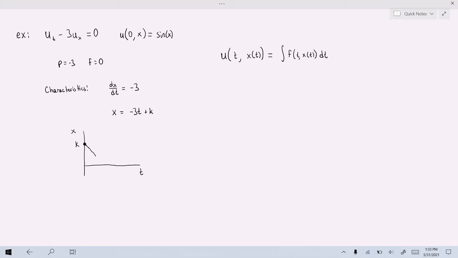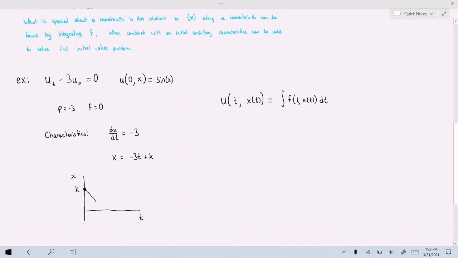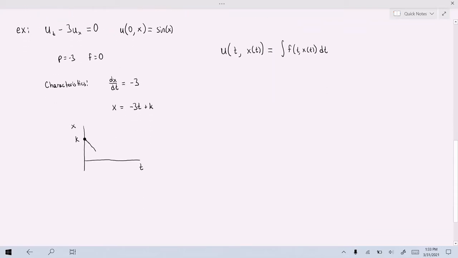Now, on the subject of what we talked about earlier, we can find the solution u to our PDE when it's evaluated along a characteristic by simply integrating the function f along the characteristic, okay?